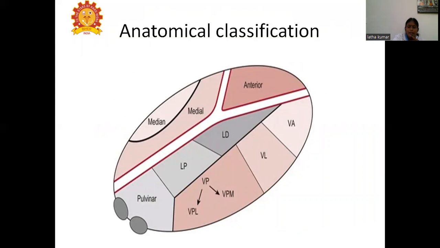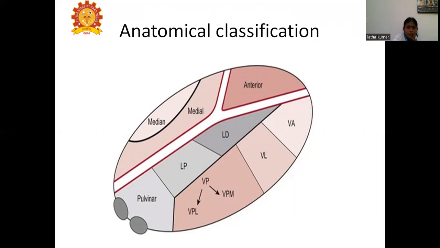So anatomically, the nuclei present in the thalamus are divided into anterior group nuclei, lateral group nuclei, and medial group nuclei. The anterior group nuclei, these are the mass of gray matter enclosed within the bifurcation of the internal medullary lamina, and this is called anterior nucleus. And lateral group nuclei, these are present in the lateral part of the thalamus.